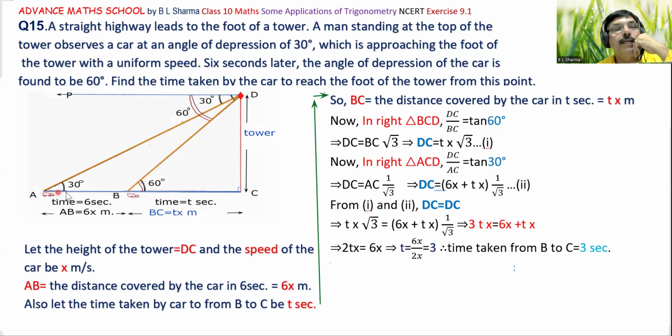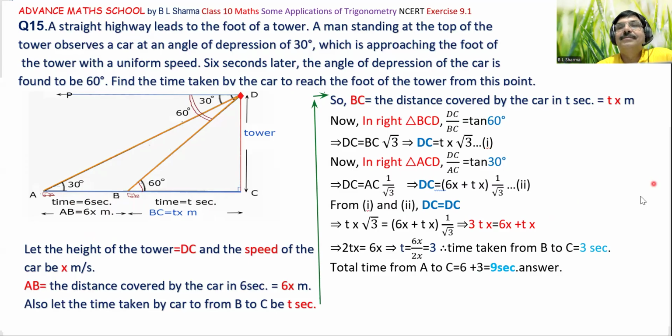But total time A to C, that is 3 seconds plus 6 seconds, total time is 9 seconds. That's all for this question. This question is also important. So thank you.